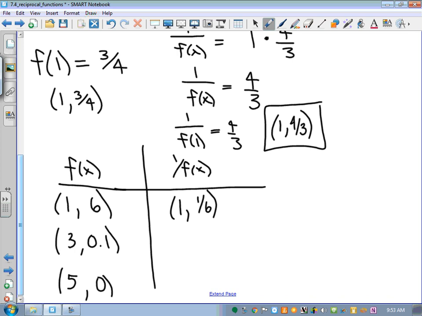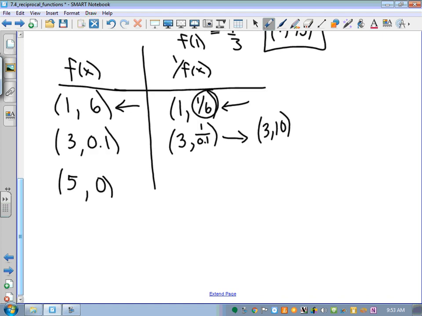Now, where that gets a little trickier is with decimals. So if I look at 3 comma 0.1 on the reciprocal, I'd have 3 comma 1 over 0.1. Now, as a general rule, if we can simplify points, we should. So I should write this as 3 comma 10. Now, this is highlighting a behavior that we're going to talk about as we work through the notes, that the larger the y value of the function, the smaller the y value of the reciprocal. And the reverse of that is true as well. So in this first point, 1 comma 6 has a relatively large y value. On the reciprocal, we have a pretty small y value. It's pretty close to 0.